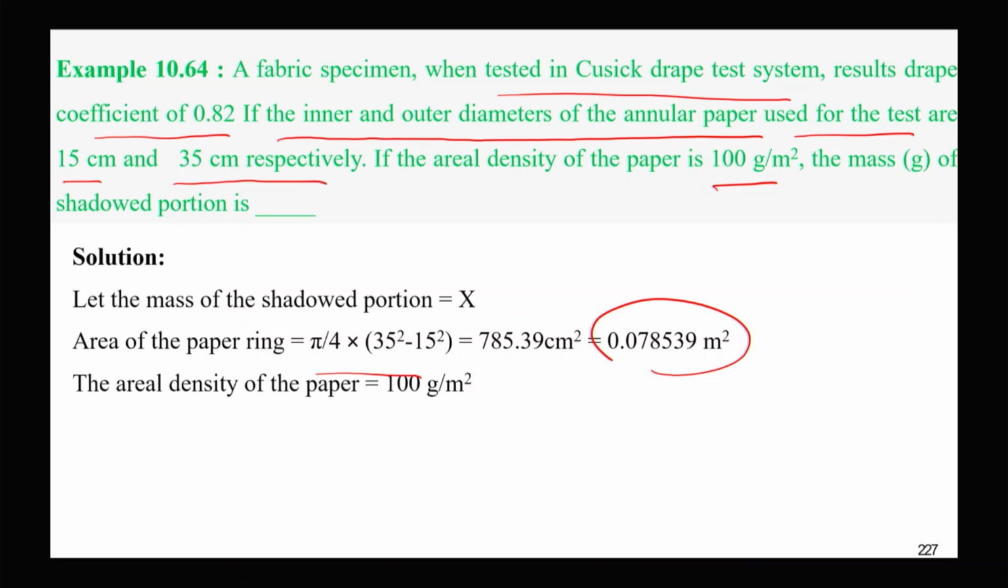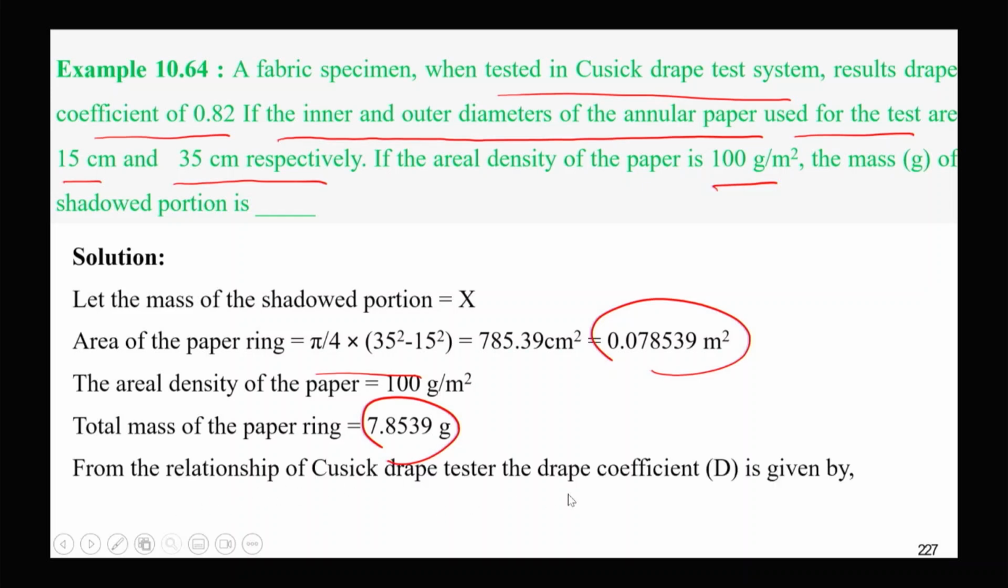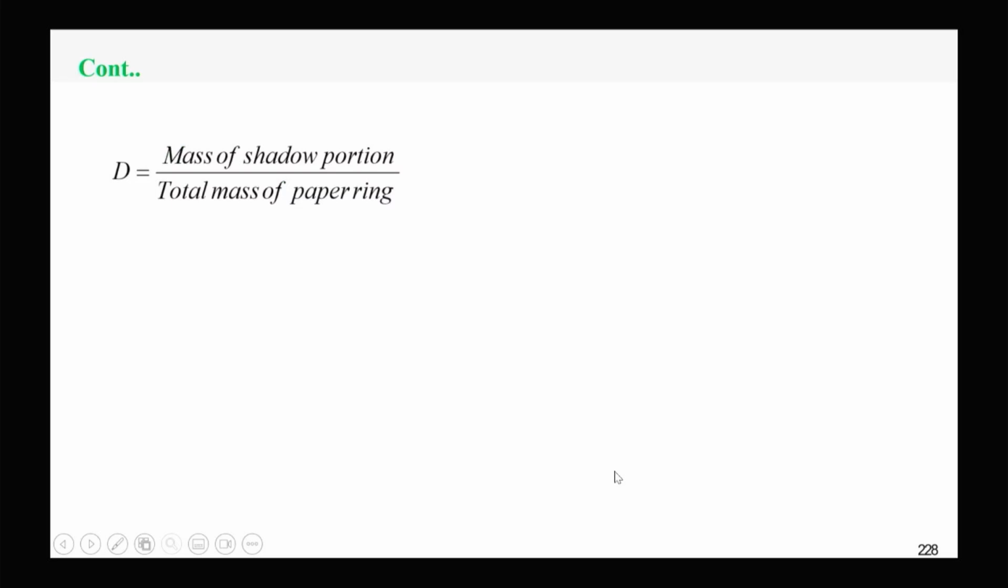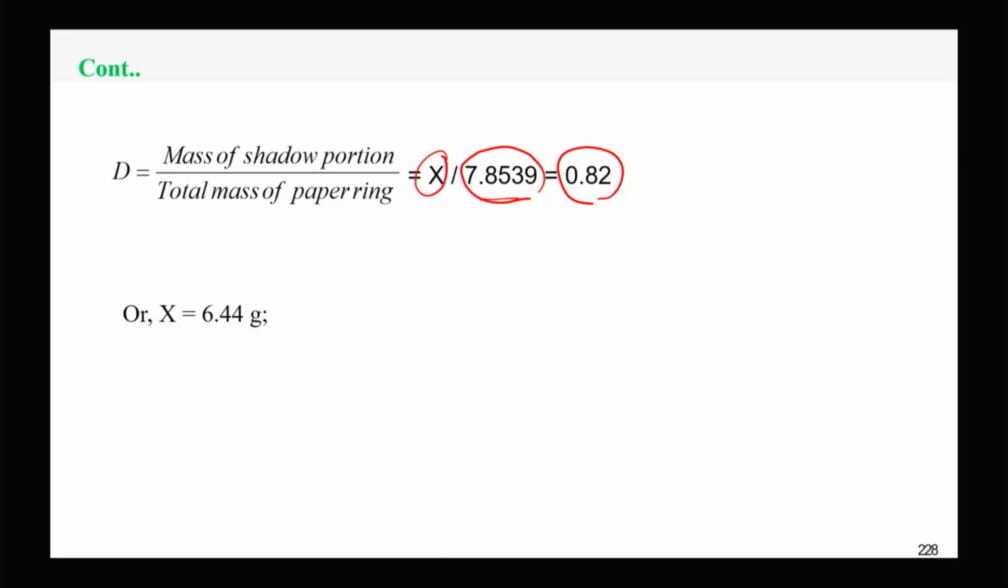And the paper GSM is given as 100, so we can calculate the initial mass of the paper ring. The total mass of the paper ring is 7.85 gram. From the relationship, the drape coefficient is the mass of the shadow portion over the total mass of the paper ring. So the mass of the shadow portion is required; the total mass is 7.8539 and the drape coefficient is 0.82, so we can calculate the mass of the cutout portion as 6.44 gram.